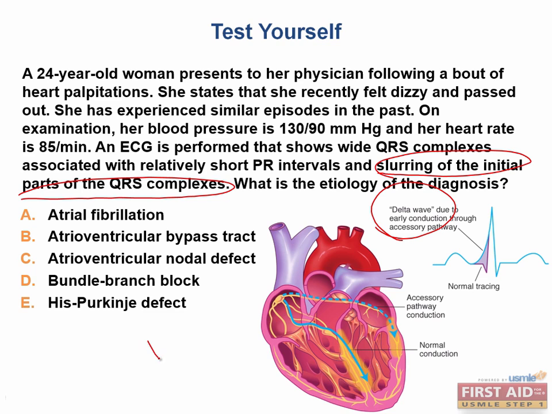Remember that in Wolff-Parkinson-White, there is an accessory pathway in which the electrical impulse can travel from the atria to the ventricles that bypasses the delay of the AV node. This early conduction slurs the initial part of the QRS complex that's seen as the delta wave. This AV node bypass also leads to a decrease of the PR interval. So knowing this, we know the answer is B, atrioventricular bypass tract. Notice how there was no mention of a bundle of Kent or Wolff-Parkinson-White. You have to know the disease in a way that you can describe it to someone.